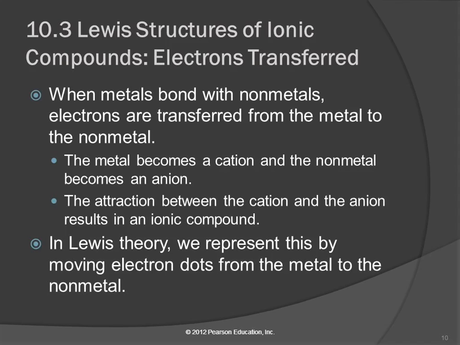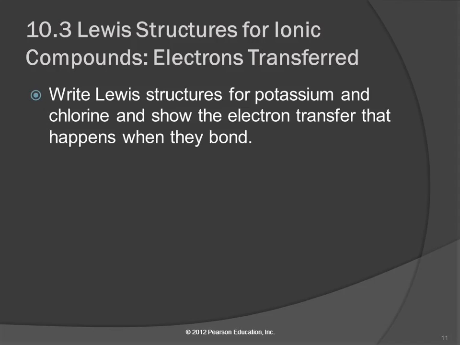So in Lewis theory, we represent this by moving electron dots from the metal to the nonmetal, which I did in the last section ahead of time. So let's write the Lewis structures for potassium and chlorine and show what happens when they form an ionic compound.